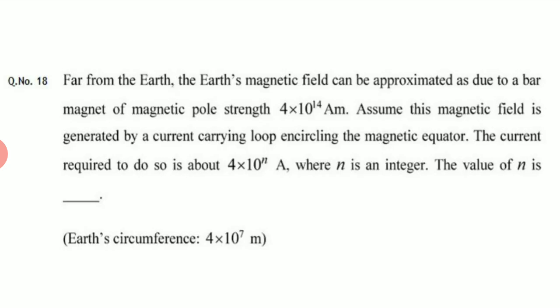Second question: the Earth's magnetic field far from the Earth can be approximated as due to a bar magnet of magnetic pole strength 4 into 10 raised to 14 ampere meter. Assume this magnetic field is generated by a current carrying loop encircling the magnetic equator. The current required to do so is about 4 into 10 raised to n ampere, where n is an integer. The value of n is dash. Earth's circumference can be approximated as 4 into 10 raised to 7 meter.